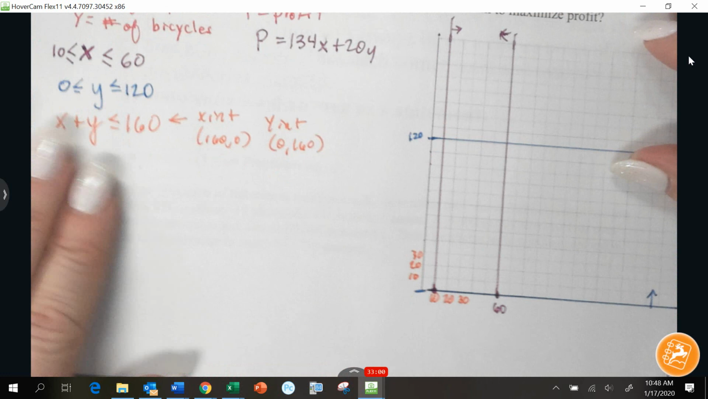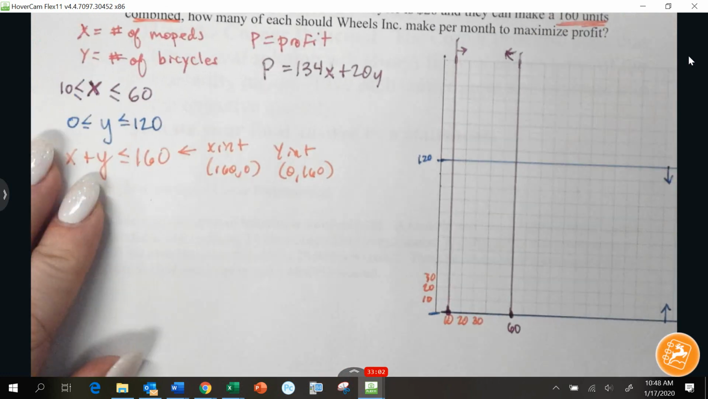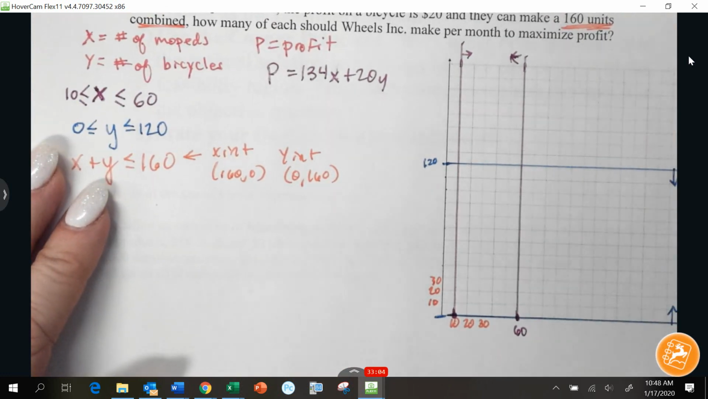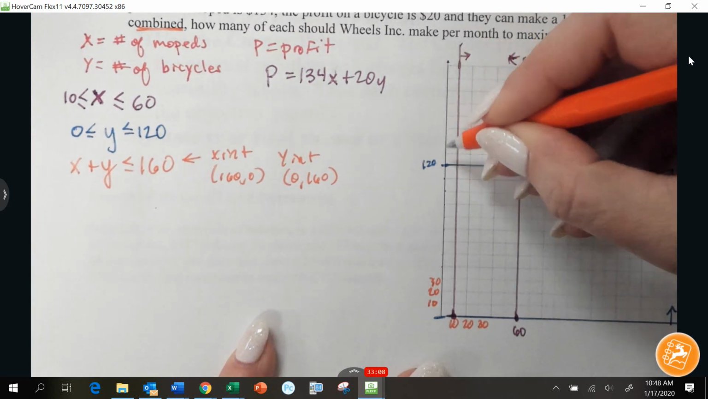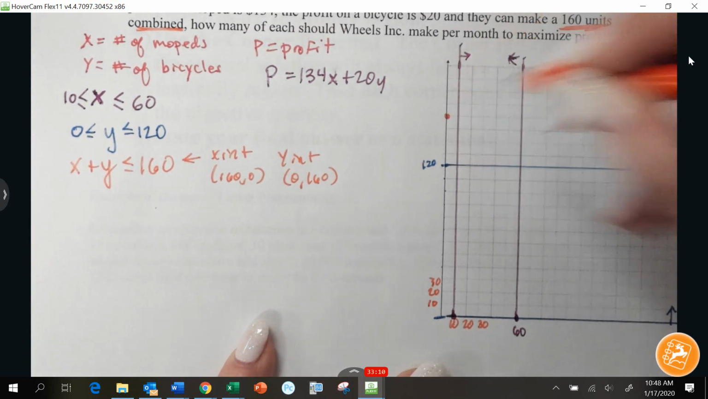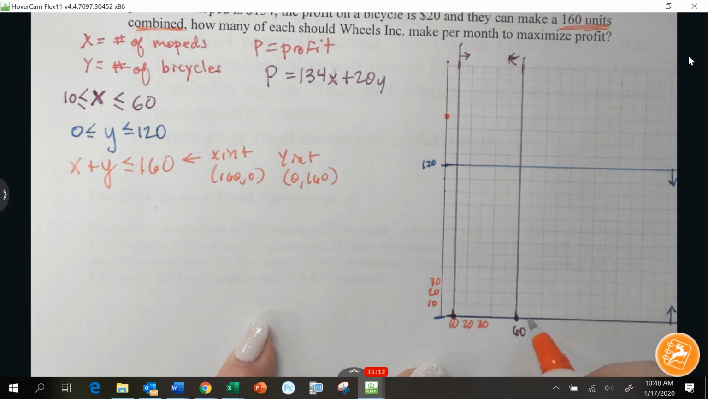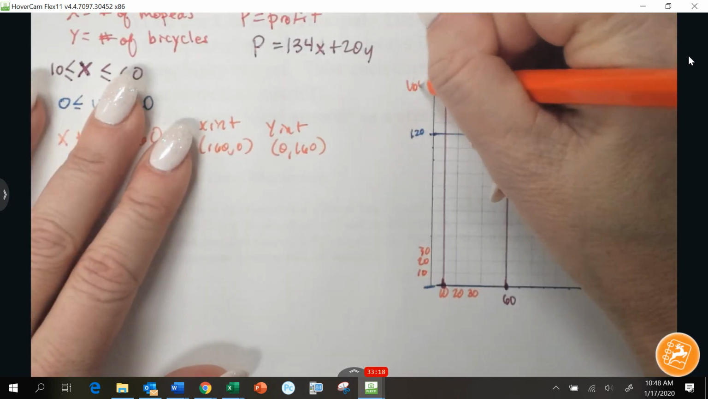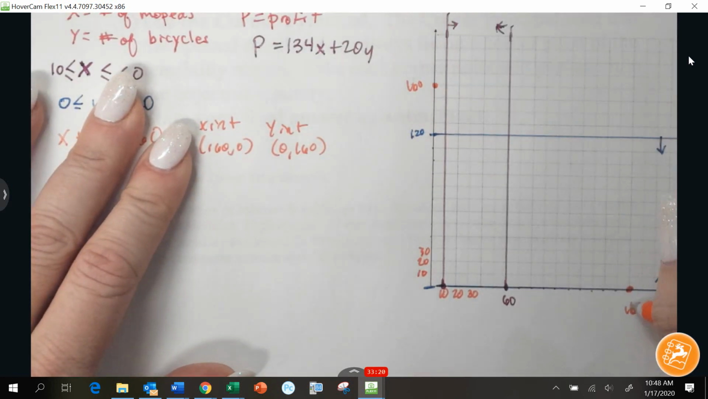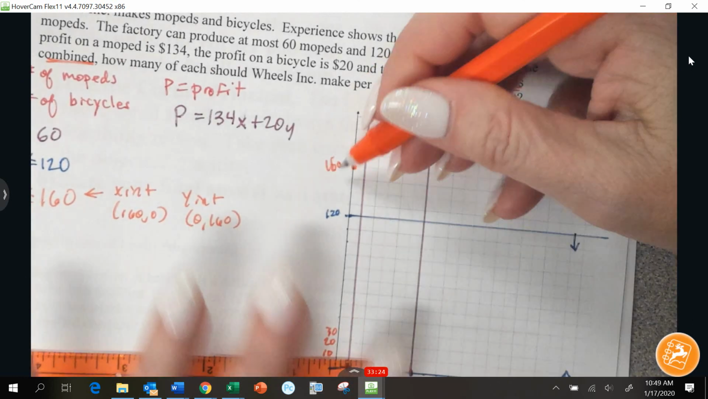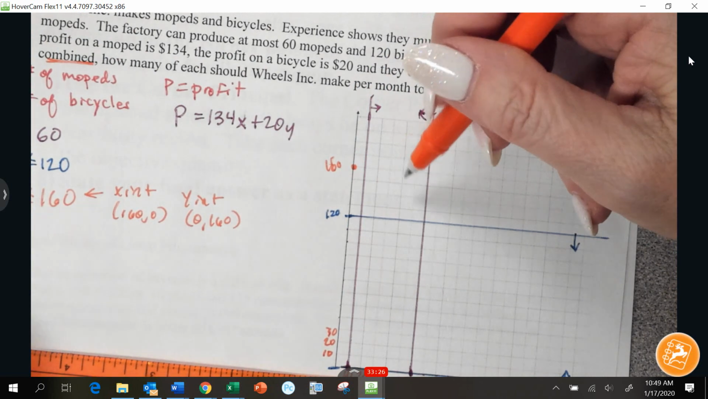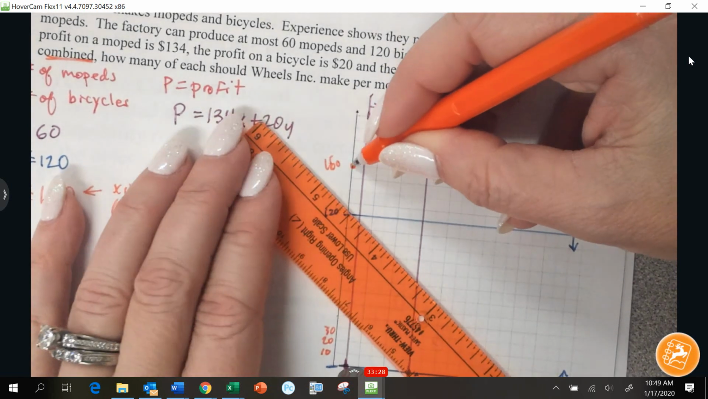Now we also have x plus y is less than or equal to 160. We've got 160 and 160. I do find it helpful for me to write down, even if I don't write down every single number, I do find it helpful for me to write the 160s down. I'll get it in a second.